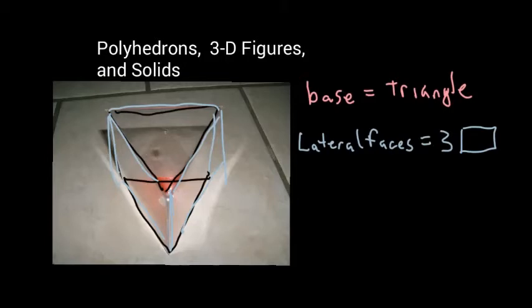And one other thing that's kind of new is your lateral edges. And these are just the lines that aren't part of the base. They're connected to the base, they're just not part of the base. So these red lines right here would be your lateral edges. So there's 3 of those on this particular shape.